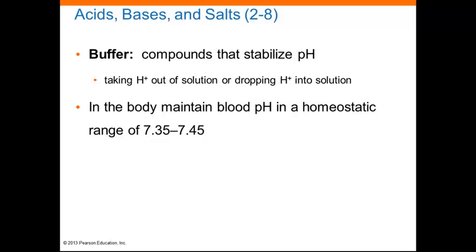One of the important buffers in our bodies is carbon dioxide in the form of carbonic acid. You get carbonic acid by combining carbon dioxide with water, H2O, and you'll get carbonic acid, which is H2CO3, which can dissociate when needed and release those hydrogen ions into solution and then carbonate.